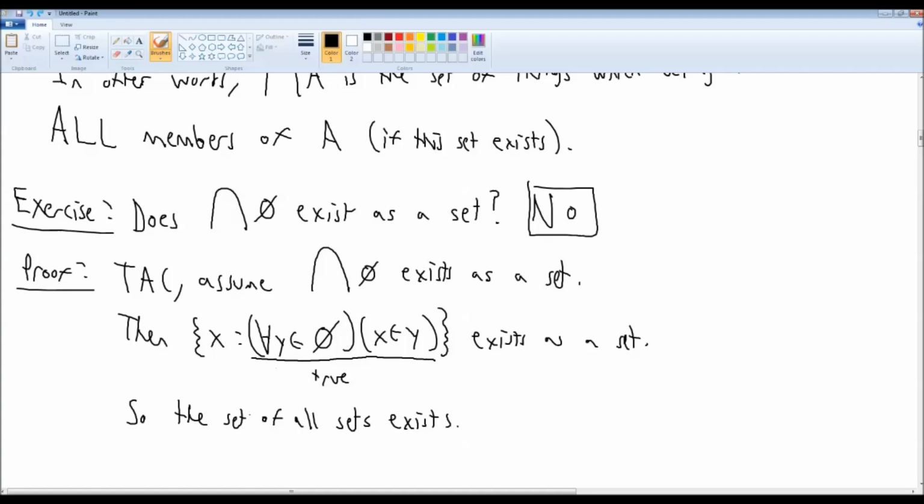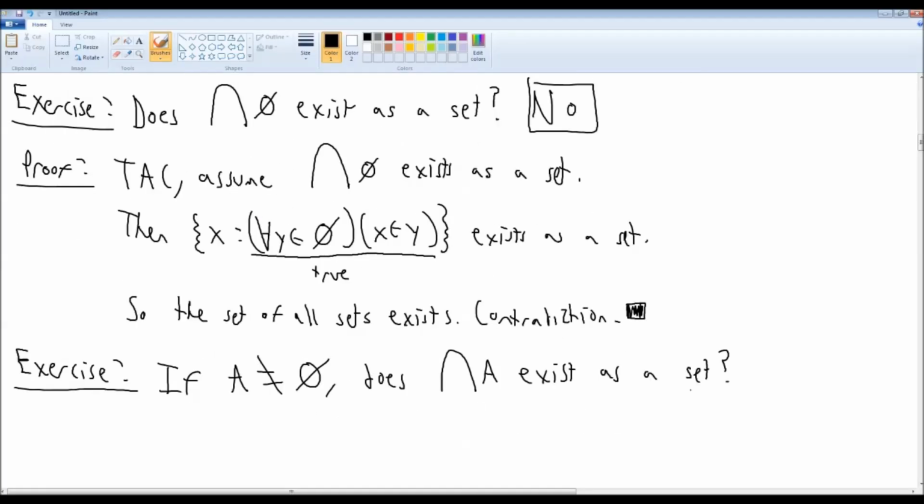So that means the set of all sets exists because this guy has to be the set of all sets, which is a contradiction. We know that there is no set of all sets. So therefore, this guy doesn't exist. Okay, now what about this exercise? If A is not the empty set, then does the intersection exist? We saw if A is the empty set, then it doesn't exist. But what about if it's not empty?